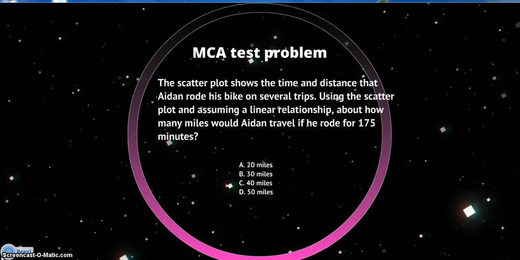MCA test problem. The scatter plot shows the time and distance that Aiden rode his bike on several trips. Using the scatter plot and assuming a linear relationship, about how many miles would Aiden travel if he rode for 175 minutes? A, 20 miles, B, 30 miles, C, 40 miles, D, 50 miles.